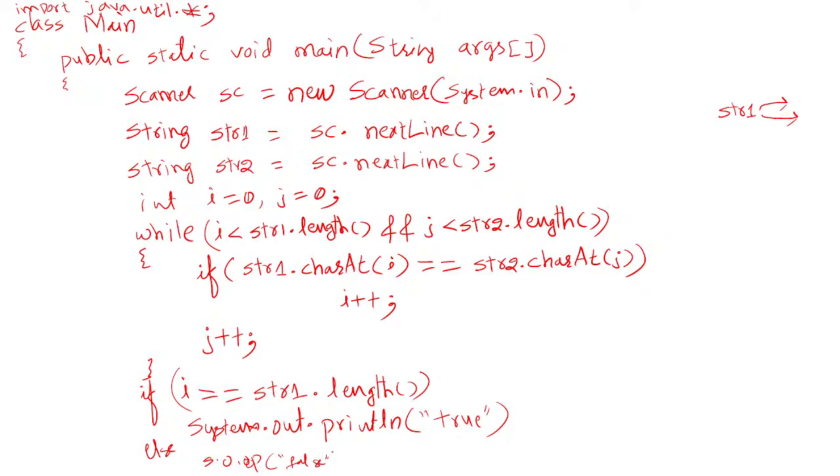I'll tell you a better way of doing this. Since this relational operator returns either true or false, you can include that directly in a print statement, so that if it is true it prints true, otherwise it prints false. Instead of writing these 4 lines, you can reduce it to 1 line only. I'll tell you how here.